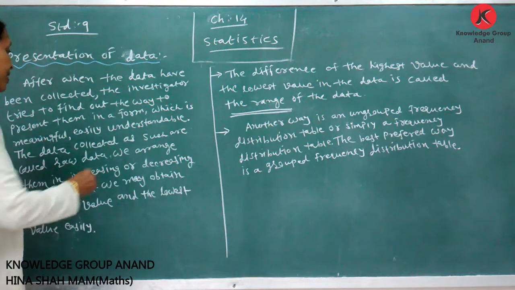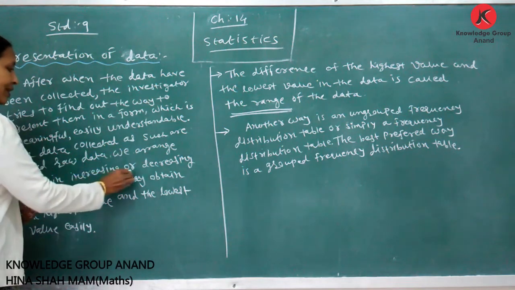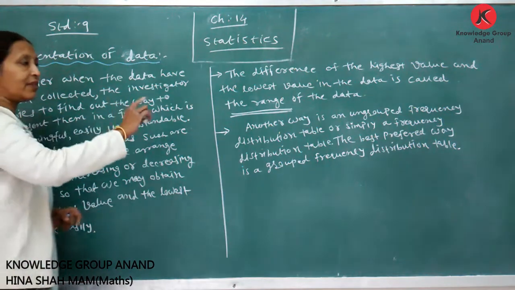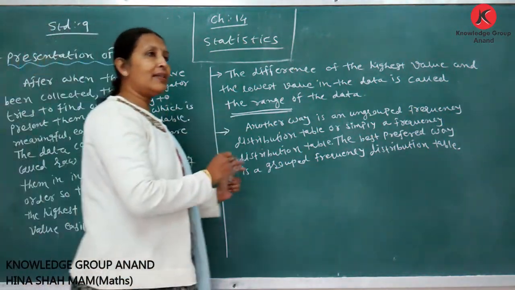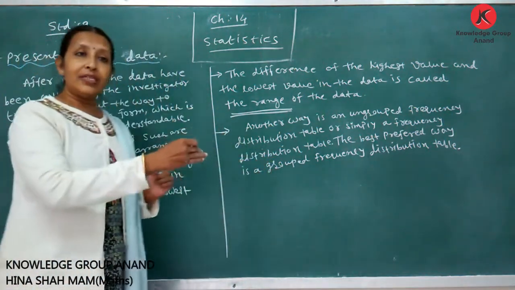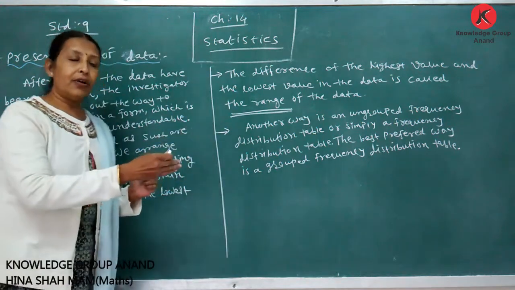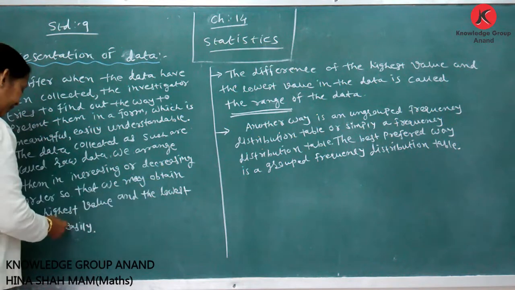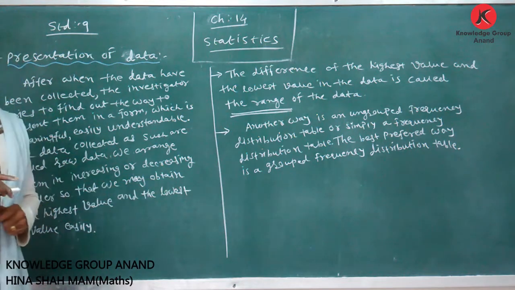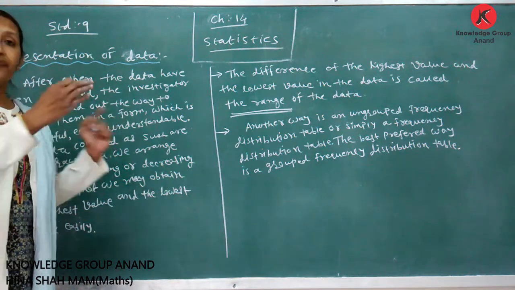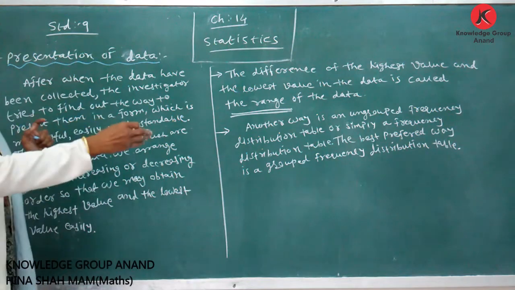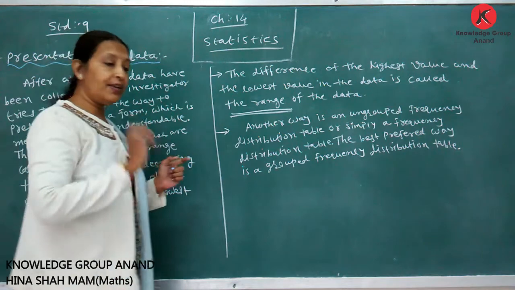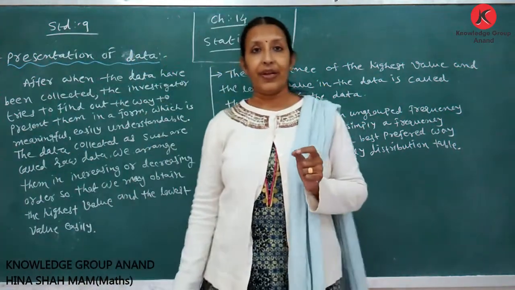Collected raw data, we arrange them in increasing or decreasing order. First we are given some data, then we arrange them in increasing or decreasing order so that we may obtain the highest value and the lowest. If we arrange in increasing order, then the first value is the lowest value and the last value is the highest value.